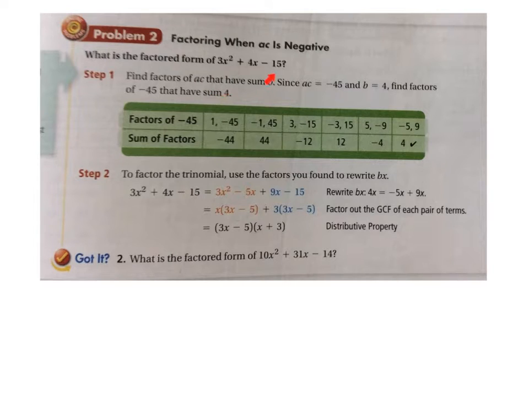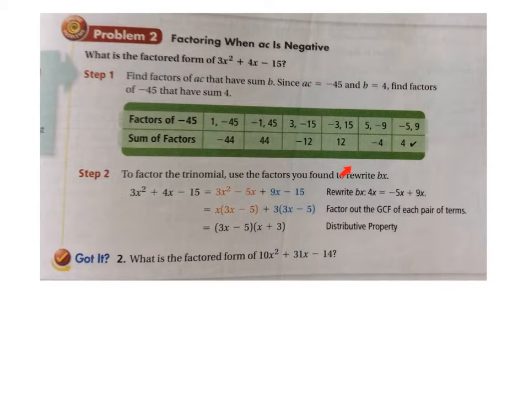Okay, so when that A times C, right, so 3 times negative 15 here is negative, things get a little more complicated. So I look at factors of negative 45. And I got to take a look at their sums here. So find factors of AC, so that's 3 times negative 15, that have the sum of B, so 4. So since A times C is negative 45 and B is 4, again, find factors of negative 45 that have a sum of 4. So you go along here until we find it. Notice positive 4, not negative 4. So 1 and negative 45. All these are mostly useless to get clear down here to 5 times negative 9, or negative 5 times 9. And you can list those out.